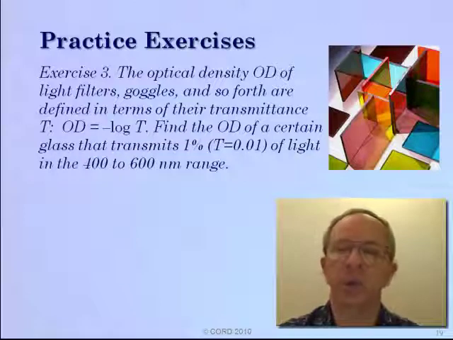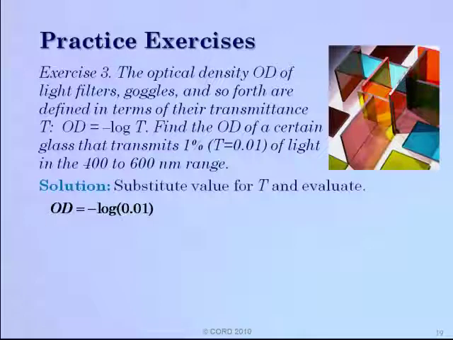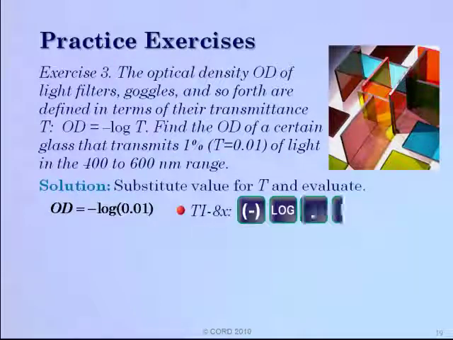Exercise 3 presents you with the optical density problem. We looked at that OD earlier. The optical density of all these light filters and goggles that you wear in the laser lab and so forth are defined in terms of their transmittance. OD is equal to negative log of T. So we can find the OD. Instead of being given the OD, we can find the optical density of a certain glass if we measure that it transmits 1% of the light. So we substitute the value for T and evaluate it.